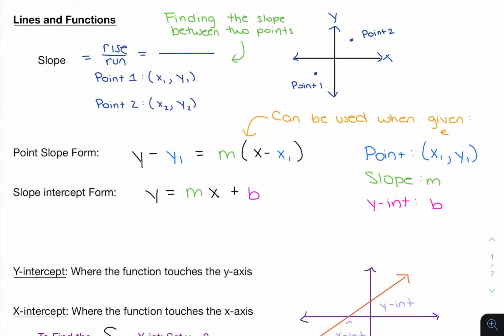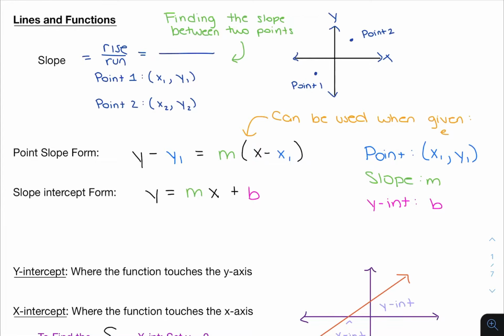So if we have 2 points, the first point being x1 and y1, we can put the little ones there just to say that it is part of the first point. And then the second point would be x2 and y2. And again, the little 2 just represents that it's coming from the second point.